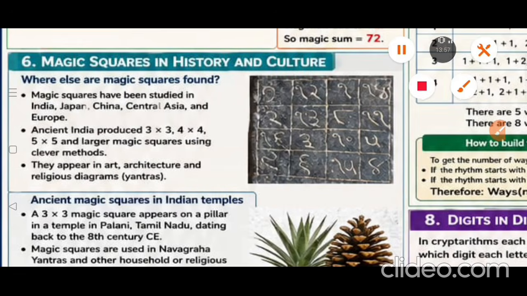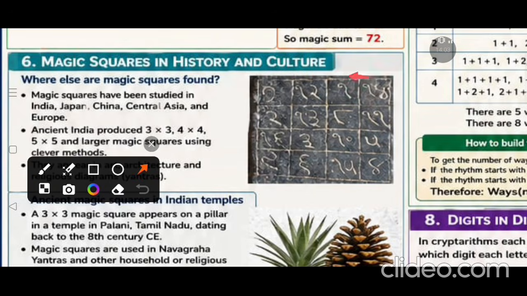Magic square in history and culture. Where else are magic squares found? Children, this is a magic square. This kind of magic square we find in our history and culture.